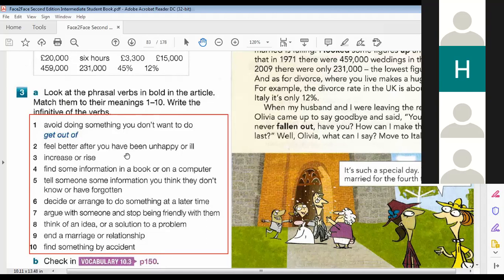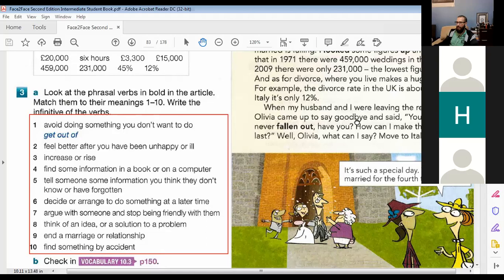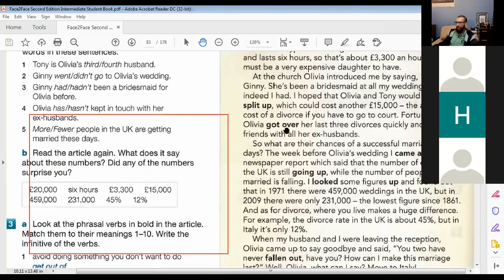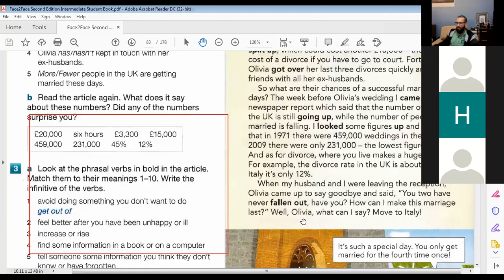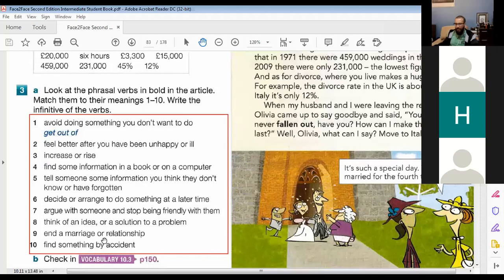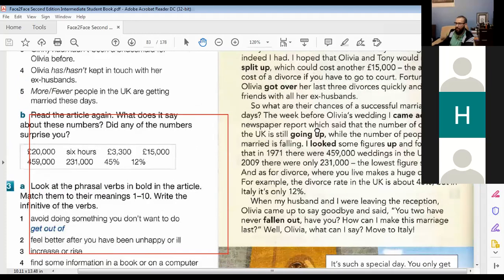Sana is right. So this is the meaning of to get over someone or something. Correct. So number 2, got over, is number 2. Split up. This is the one that we were looking for earlier. So split up, it's number 9. End a marriage or a relationship. The right phrasal verb is split up. Okay, let's check the next one.